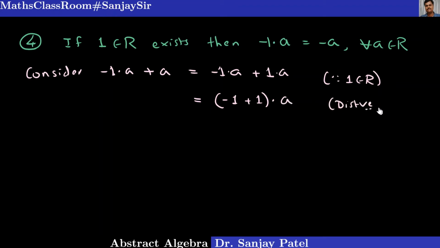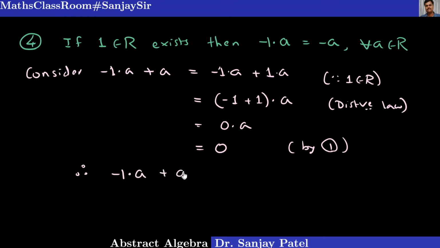And this I can write as 0 into A, because 1 and minus 1 are negatives of each other, and 0 into A is equal to 0 by our result number 1. So what I have proved here is minus 1 into A plus A equals 0. So if X plus Y is equal to 0, then X is the negative of Y or Y is the negative of X. So I can write that this element is the negative of A. So it is proved.